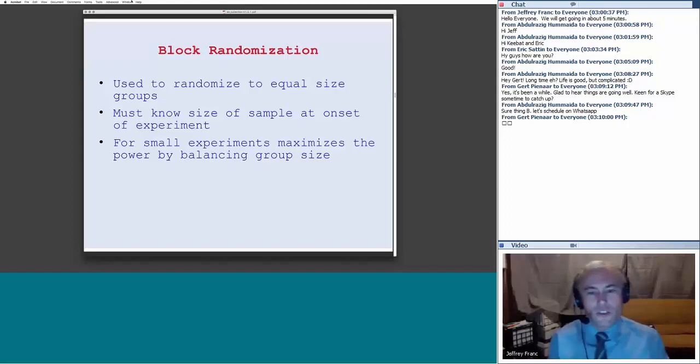And you can do the same thing for groups of 3. For instance, you would roll a die, and say if it's 1 or 2, that's one group, 3 or 4 is another group, 5 or 6 is another group.